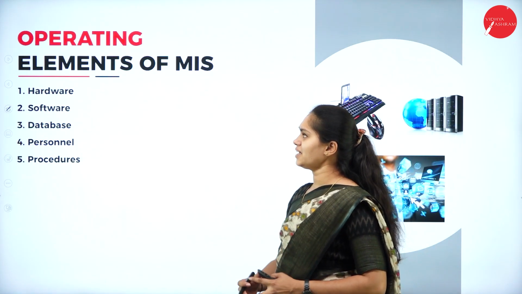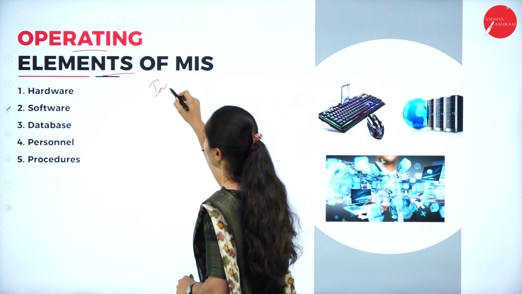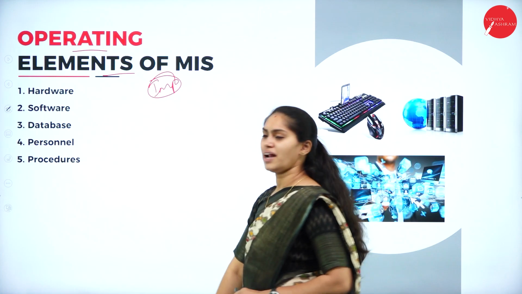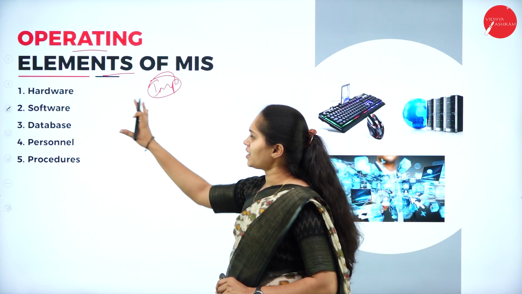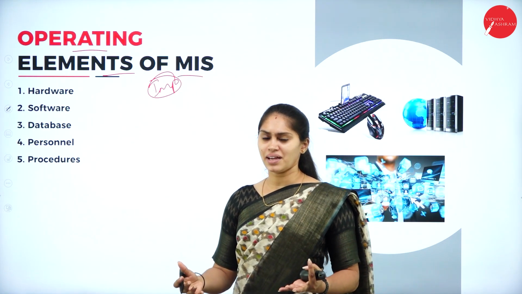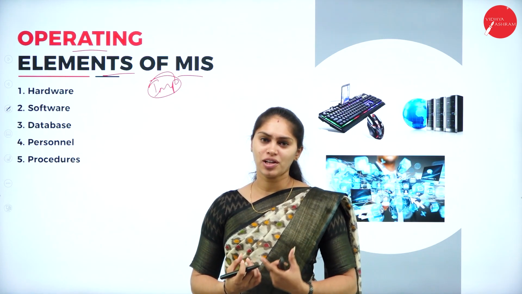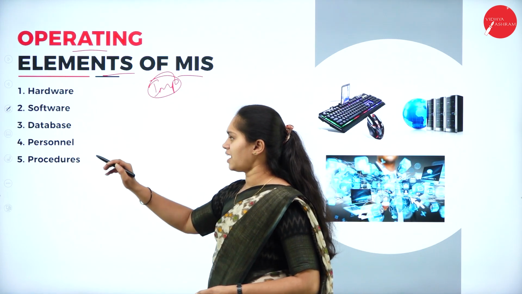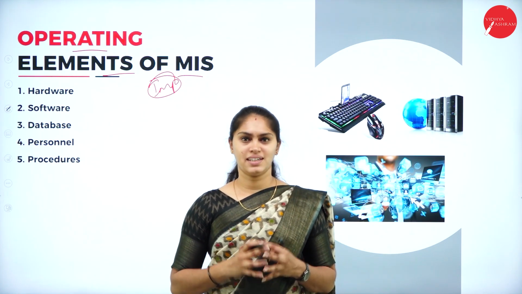We'll see the next thing, that is the operating elements of MIS, which is also an important concept for your examination. It can be asked for 5 marks. So what are the operating elements we have in an MIS? If I am saying MIS, it holds the hardware, the software, a database, personnel, and some procedures.